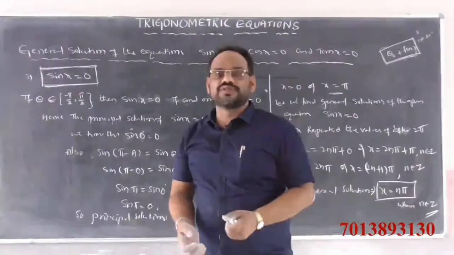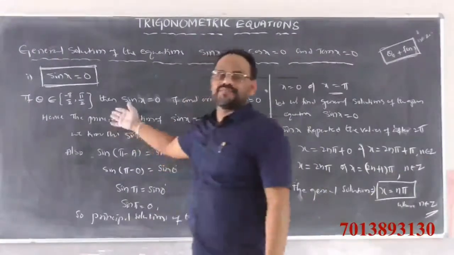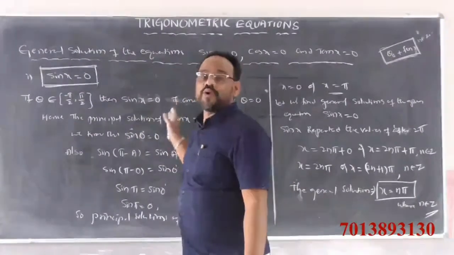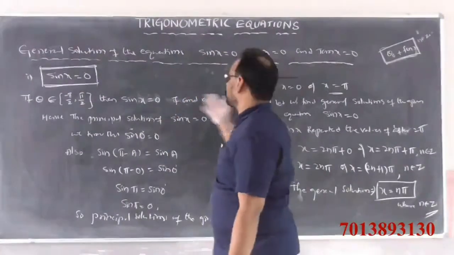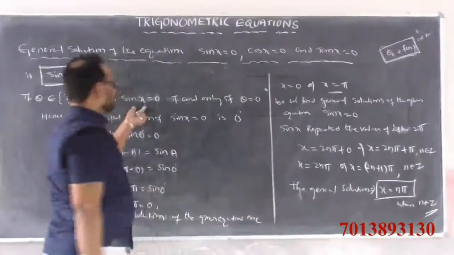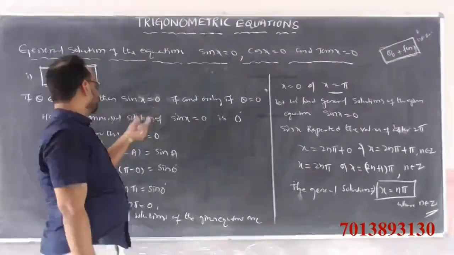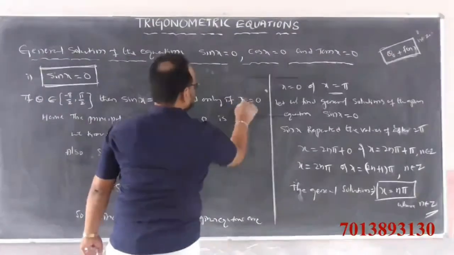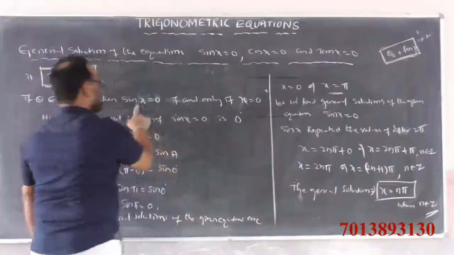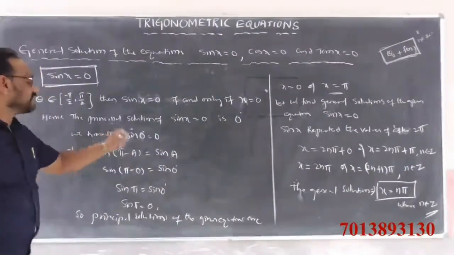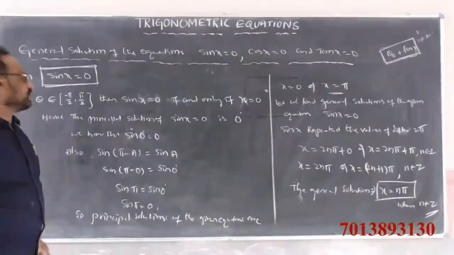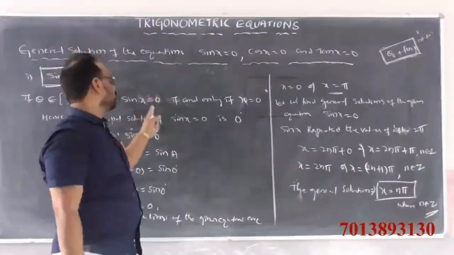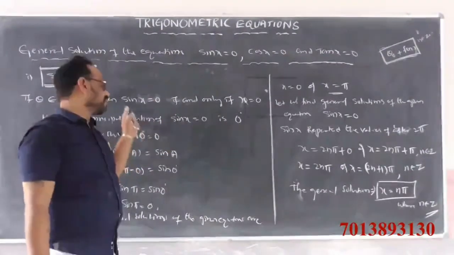We want sin x equals 0. Clearly theta belongs to minus pi by 2 to pi by 2. So sin x equals 0 if and only if theta equals 0. If theta equals 0, that is x equals 0, sin theta equals 0, then sin x equals 0. We take x equals 0. Sin 0 is nothing but 0. So the principal solution of sin x equals 0 is clearly 0.